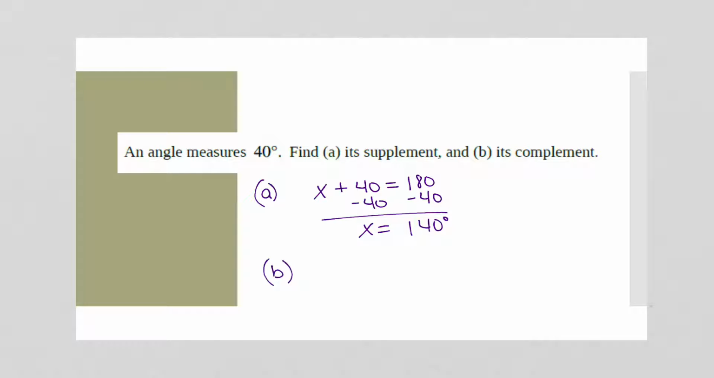So its complement, this time it equals 90. So I'm going to subtract 40 from both sides. I get that x is equal to 50 degrees. So that's part B. That's its complement.